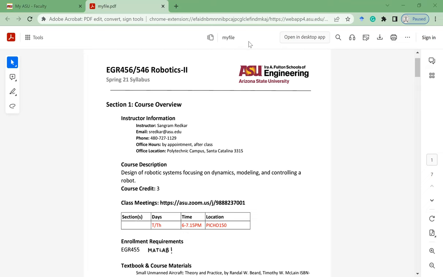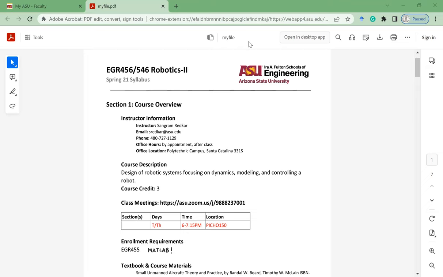Again, the course description is design of robotic systems focusing on dynamics, modeling, and controlling of a robot. Tuesday, Thursday, we are going to meet here. EGR 455 or 545 or 547, MA 547 is required. And I use MATLAB. That's why I asked you to finish all the MATLAB certification and courses in Robotics 1. So my understanding is when you come to robotics, you have some baseline familiarity with MATLAB and Simulink. Otherwise, it will be very difficult.